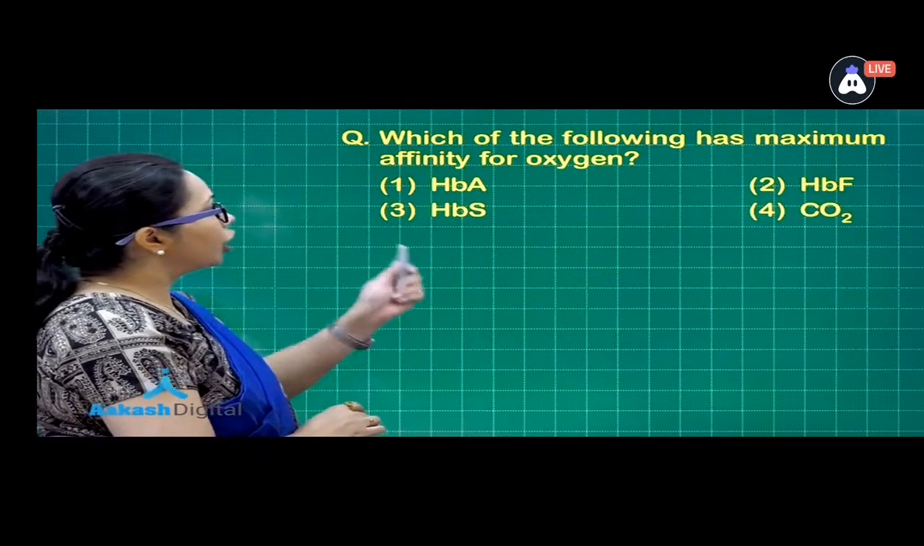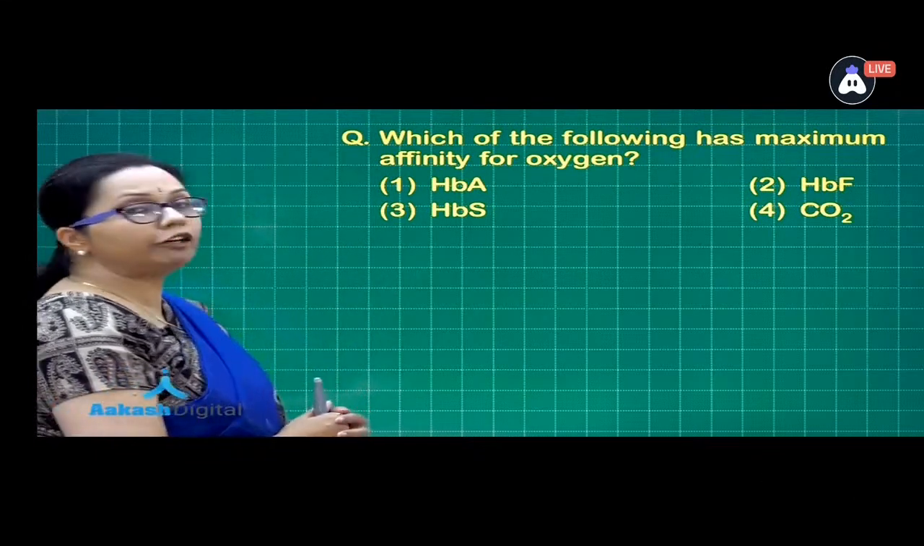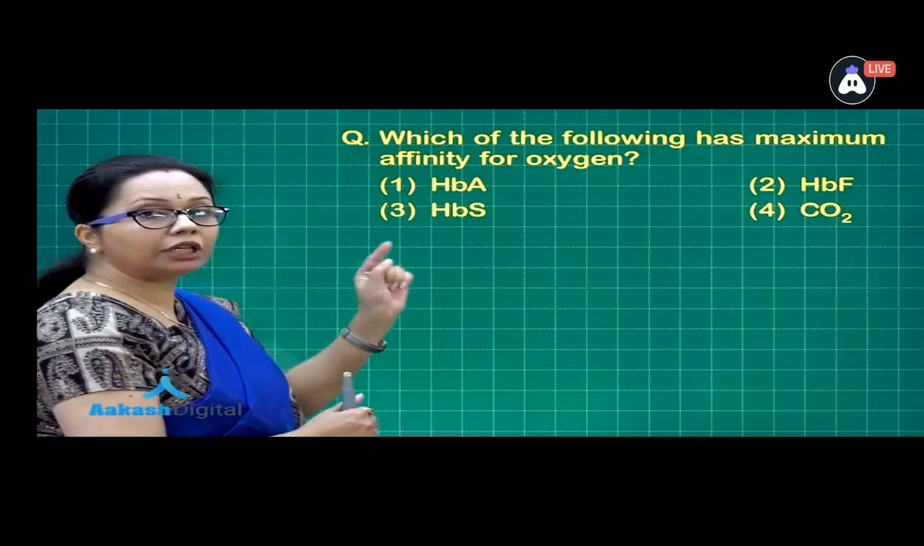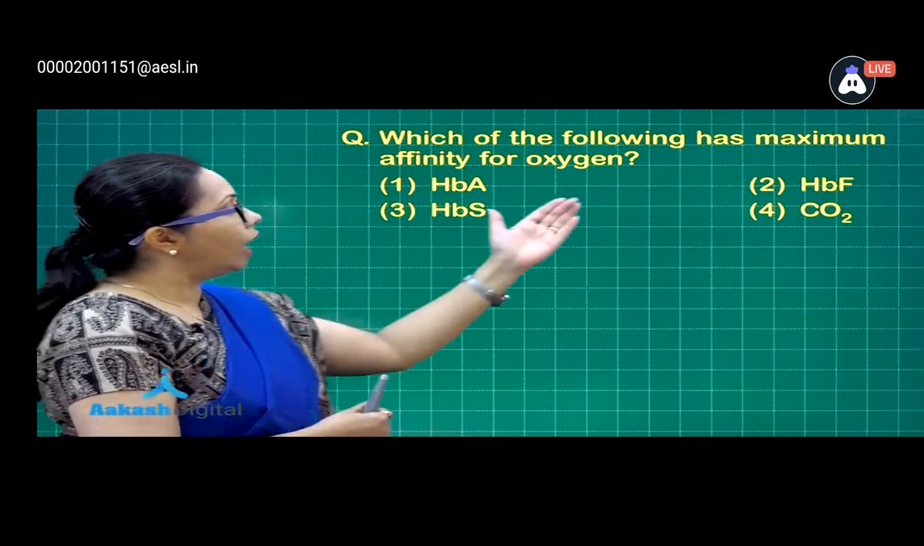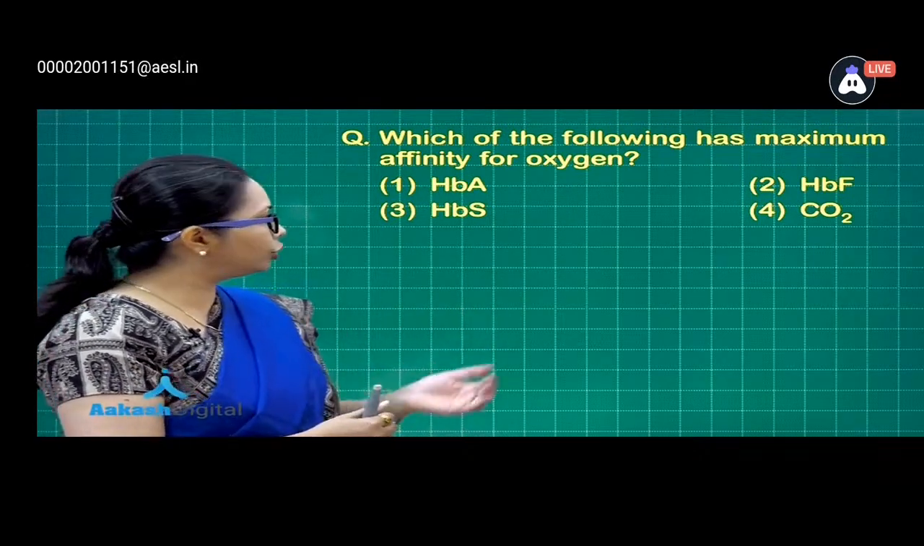Now let us take a question here. Which of the following has maximum affinity for oxygen? Now here we have HbA, that is adult hemoglobin, alpha 2, beta 2. HbF, that is fetal hemoglobin, alpha 2, gamma 2.